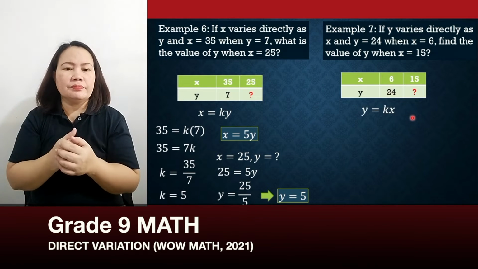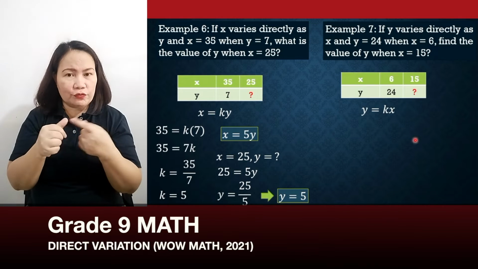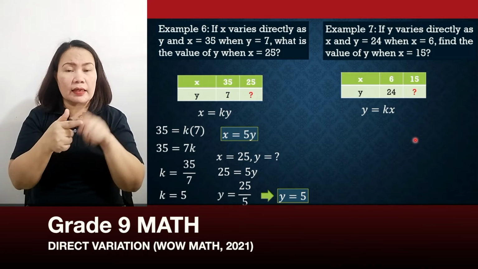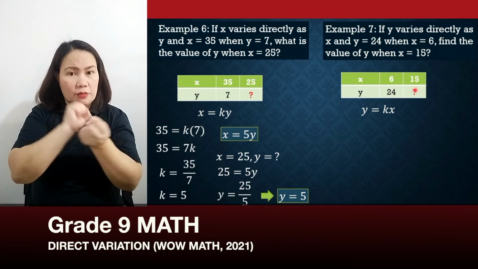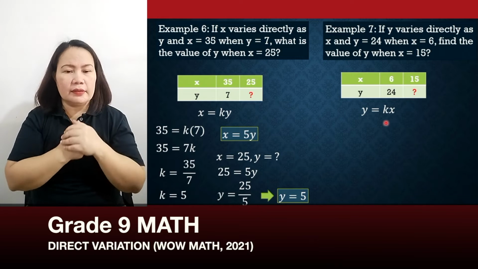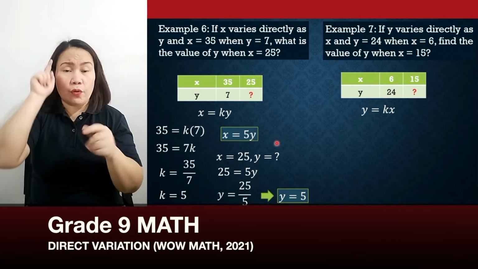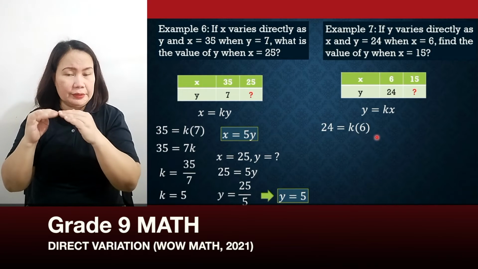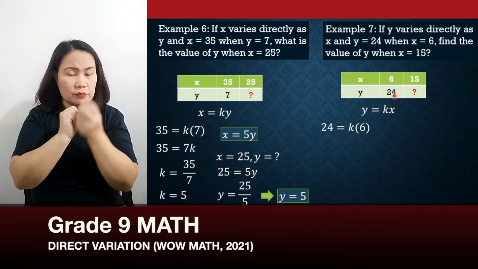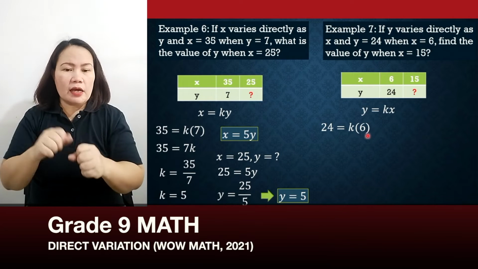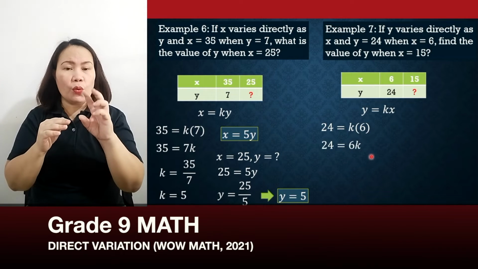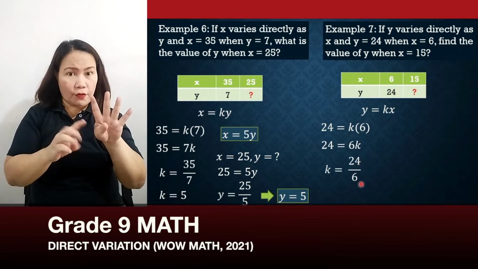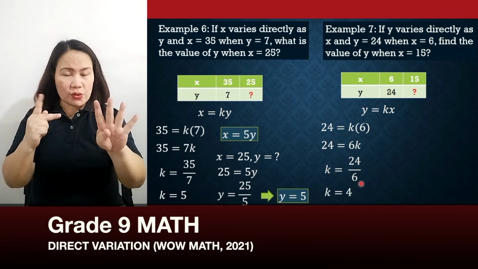Okay? Again, bago natin makuha ito, kailangan muna natin kunin yung constant. After ng constant, makuha natin yung equation. After ng equation, isa-substitute natin ito para makuha natin yung y. So, unahin natin, kagaya ng ginawa natin dito. So that is 24 is equal to k times 6. Sinubstitute lang natin yung value ng y and yung value ng x, or 24 is equal to 6k. To solve the constant, divide both sides by 6. So 24 divided by 6, the answer is 4.